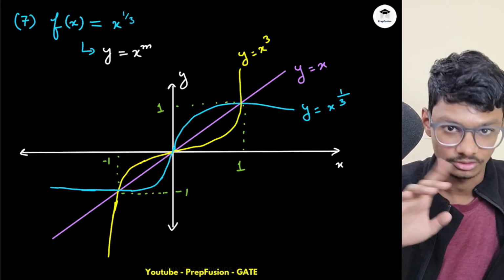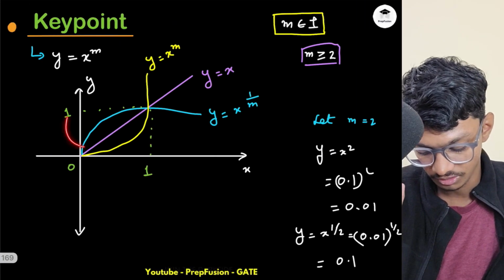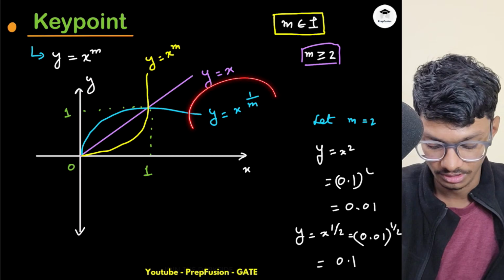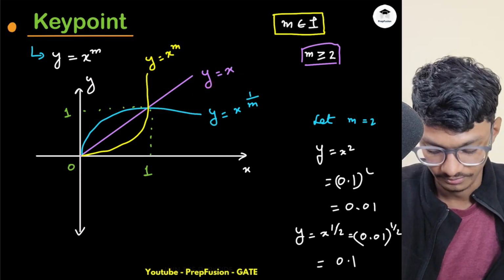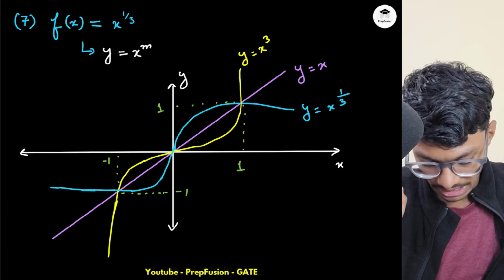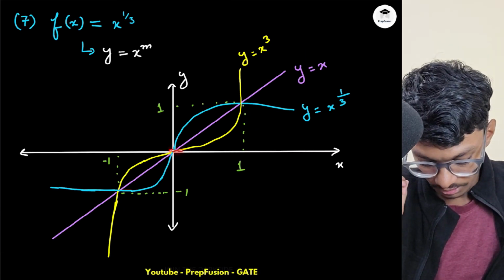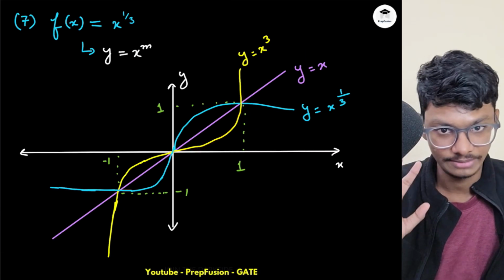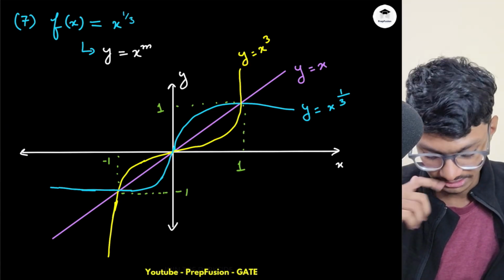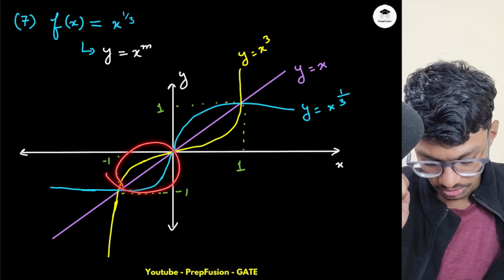Some symmetry is there always. This is what I was trying to explain here. There will be some symmetry between y equals x raised to power m and y equals x raised to power 1 by m. And obviously there is the straight line y equals x. Here, this is below and this is above the y equals x line, for the same reason. But here also, the same reason.